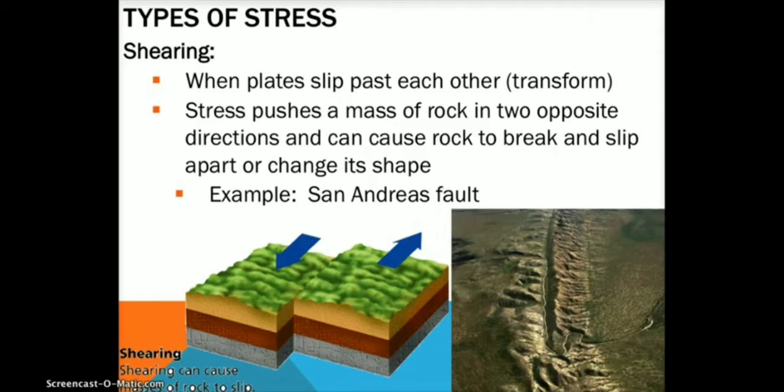Shear stress. Shearing occurs at transform boundaries where plates slip past each other. Stress pushes the crust in opposite directions, causing rock to break apart or slip apart. The image on the left demonstrates shearing. Notice the arrows are sliding past each other, just like transform boundaries. The image on the right shows the San Andreas Fault, which was created by shearing. Faults can be separated into three broad classes based on the direction of the stress that caused the fault offset.